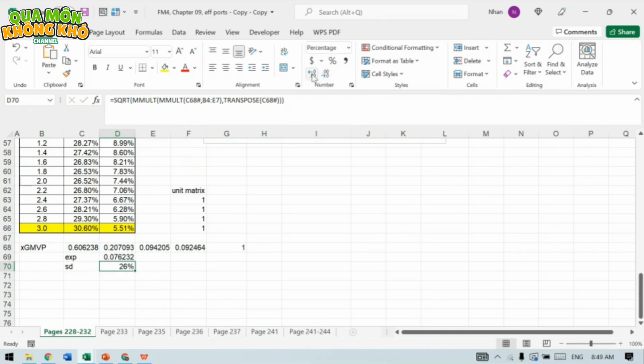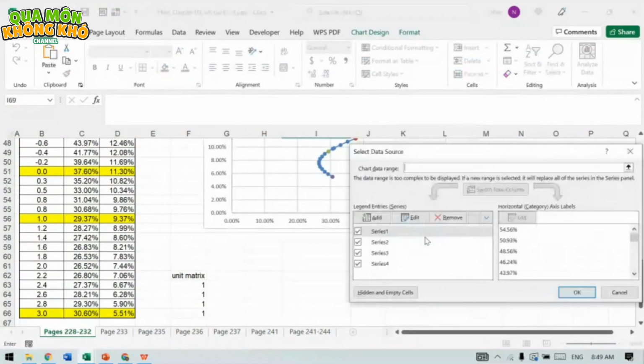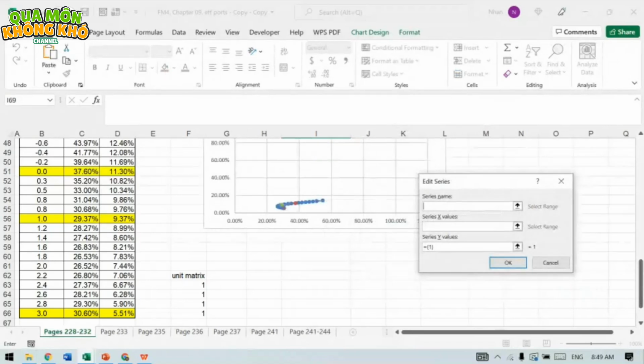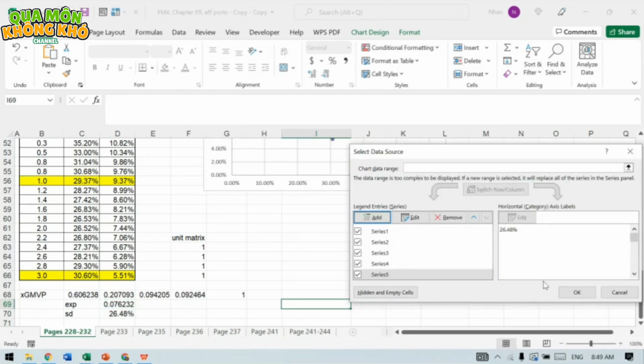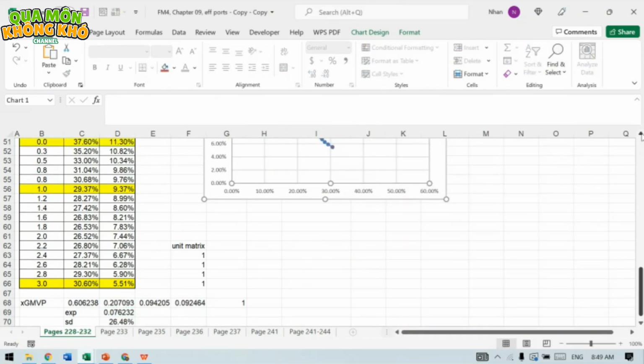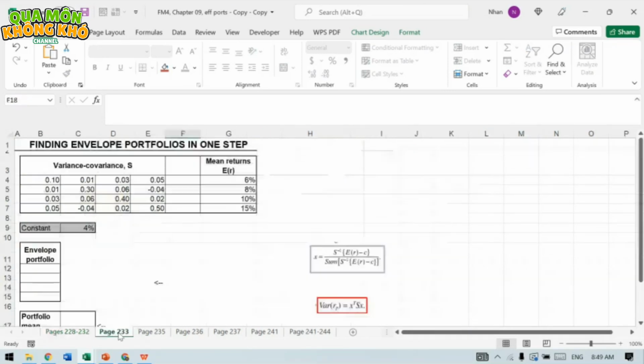Percent, and add a little data here. For x is the standard deviation, and for y is the expected return. Hope that's right. Okay. Yeah, it's here. That's correct. Yes, keep on.